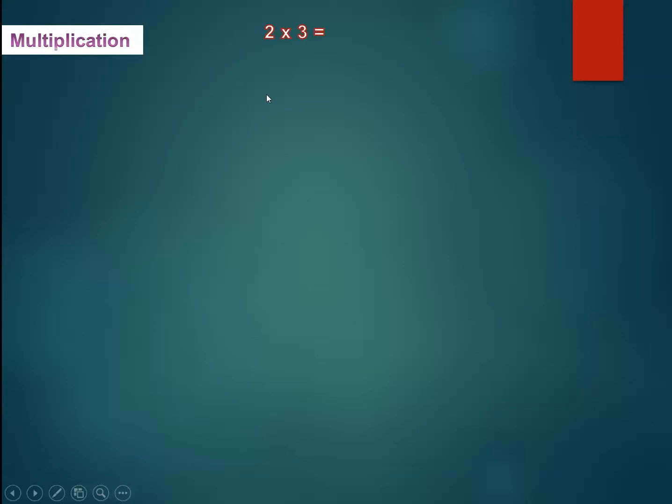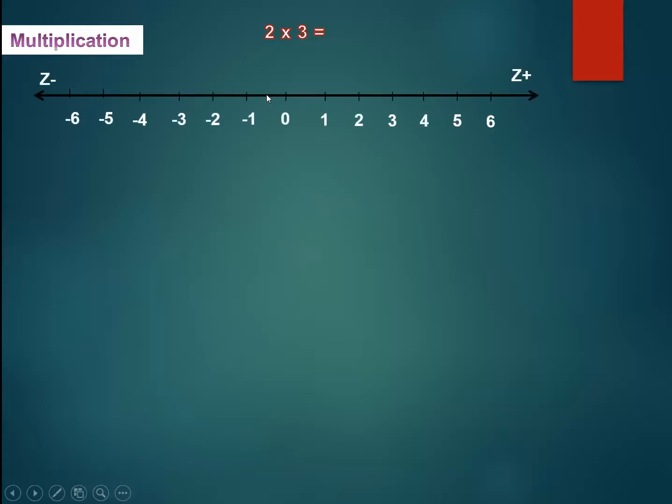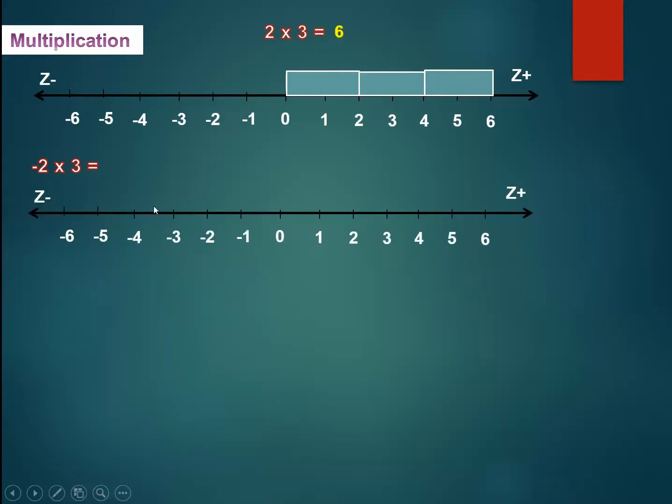Okay, in multiplication and division, let's see multiplication. 2 times 3. Here we will take 2, from 0 to 2 equals 2, and repeat it how many times? 3. So 2, 2, 2. So it will be 6. Negative 2 times 3: we will take negative 2. How many repeated times? 3 times. It will be negative 6.